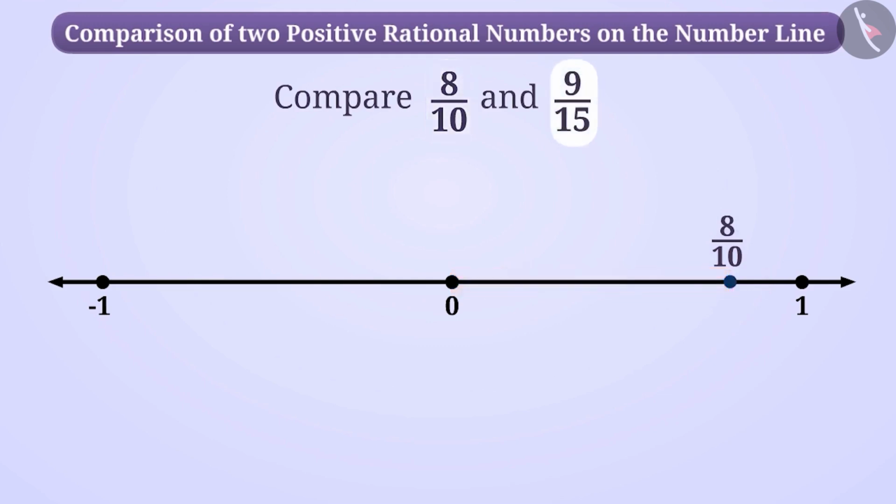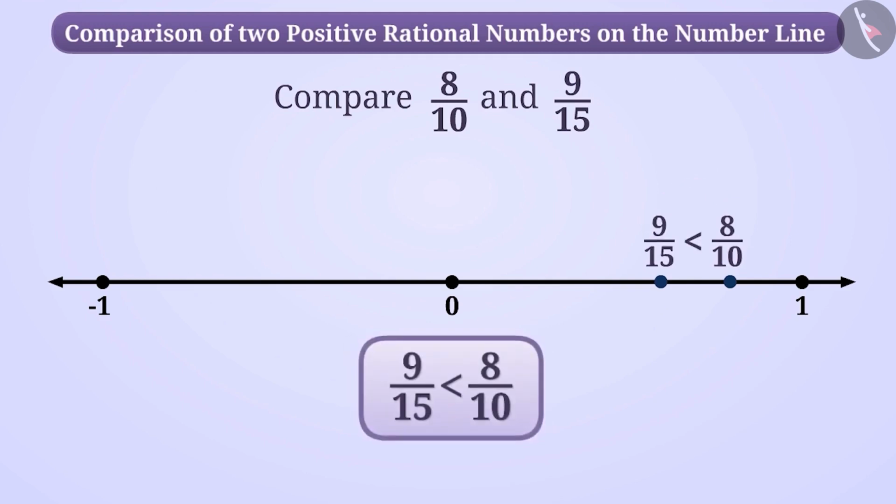Similarly, in 9/15, the numerator 9 is smaller than the denominator 15. Therefore, the position of 9/15 will also be in between 0 and 1. To find its position, we will divide the distance between 0 and 1 into 15 equal parts, and by taking out 9 parts, we express it as 9/15. Now, we can see that 8/10 is on the right of 9/15. Therefore, 8/10 is greater than 9/15.